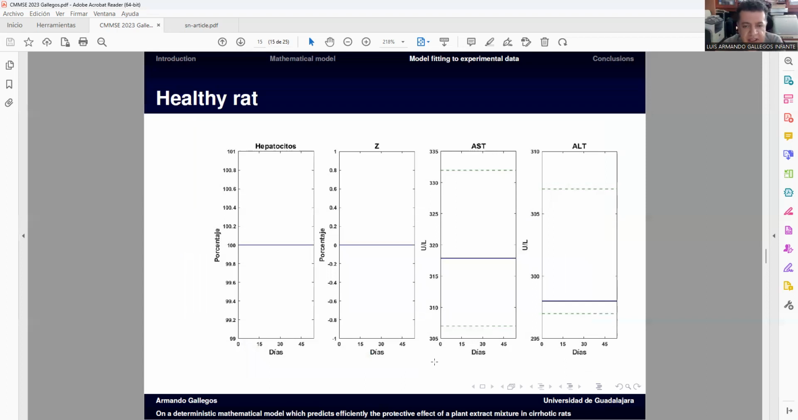Only for a healthy rat, of course, we have 100% of healthy hepatocytes. We have no damaged hepatocytes, and the proteins have the normal levels, of course, but as expected.